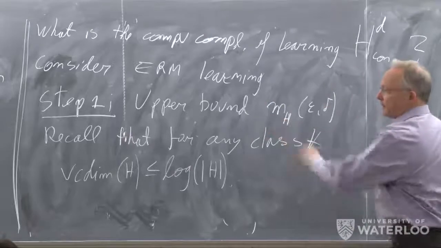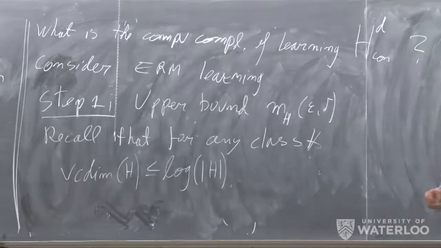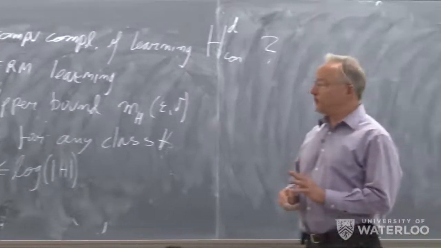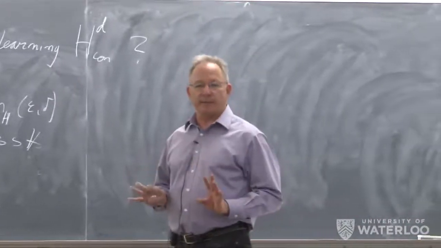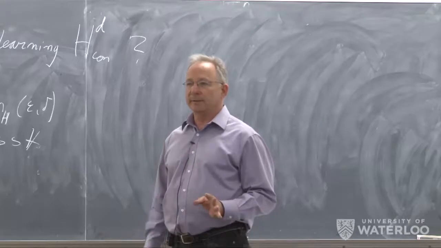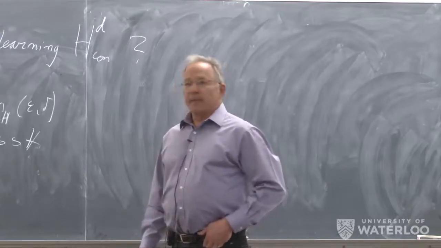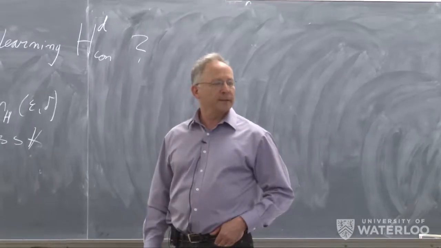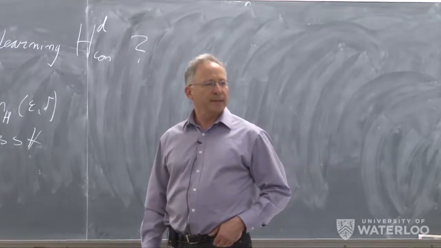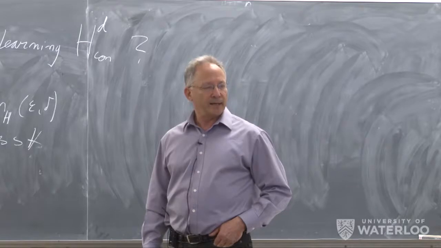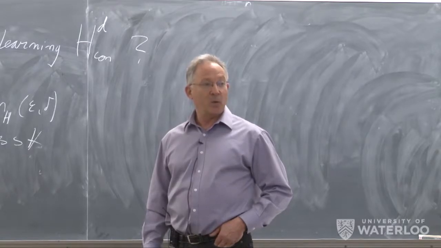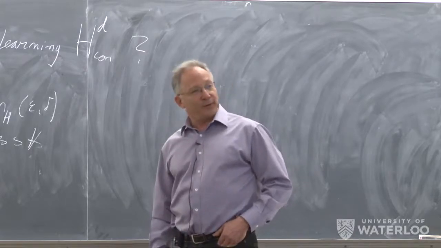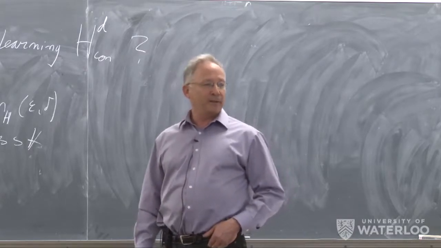So now we have to estimate how many conjunctions we can have, which sounds a little bit simpler than estimating VC dimension, just counting. So does anybody have an idea of how to count? Yes. It's 2D, because there are 2D literals, each one could or could not be in the conjunction.